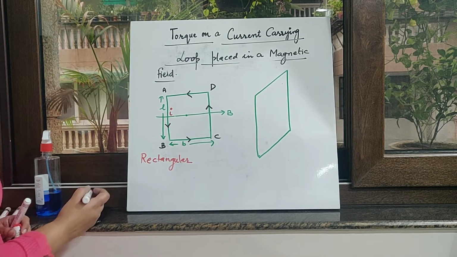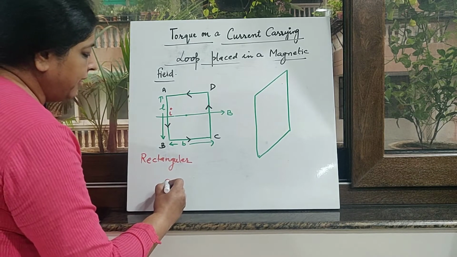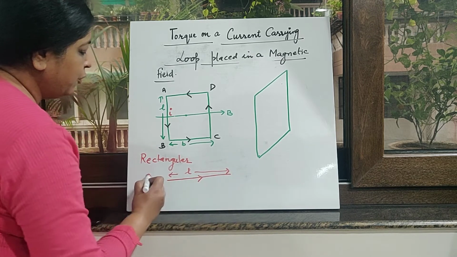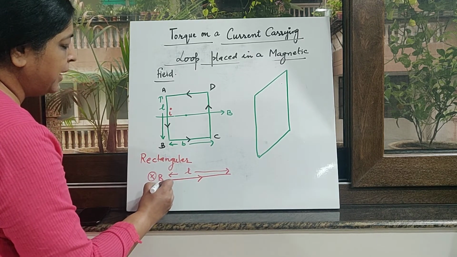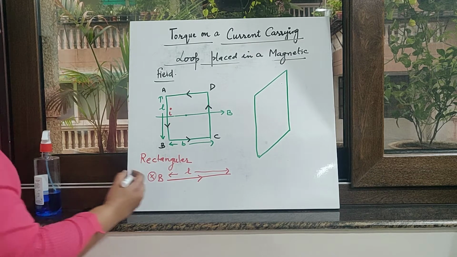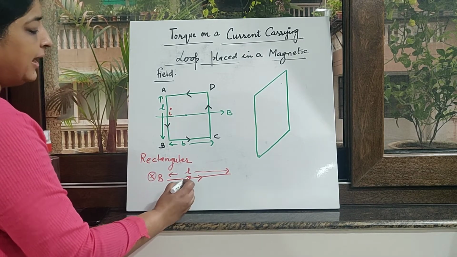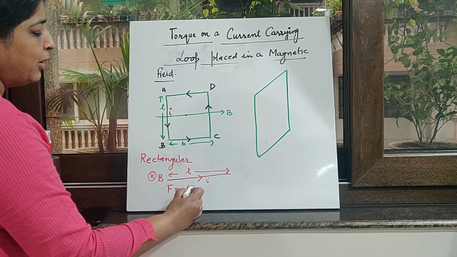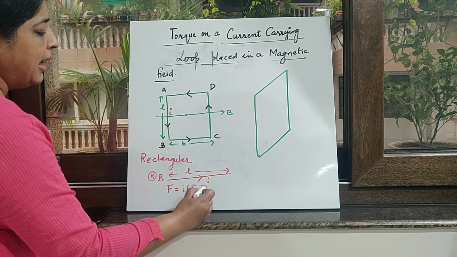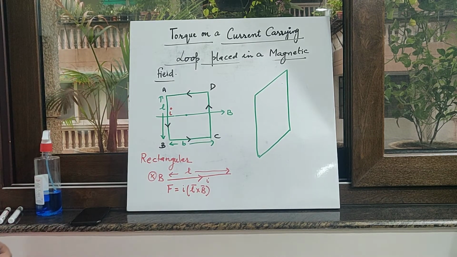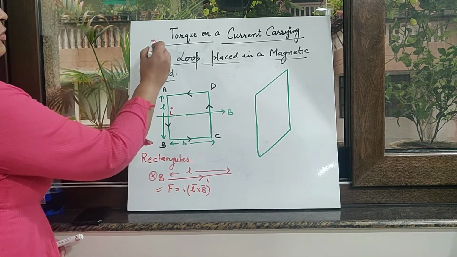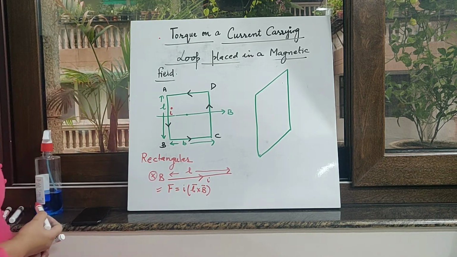So for this we will start learning from here that if we have a wire which has a length L and suppose it is kept in a magnetic field B, perpendicular for example, then the force on the current carrying conductor of length L is given by the formula I into L cross B. And this is something we have already learned in our previous video. And we will be using this formula to find out torque on the current carrying loop placed in the magnetic field.